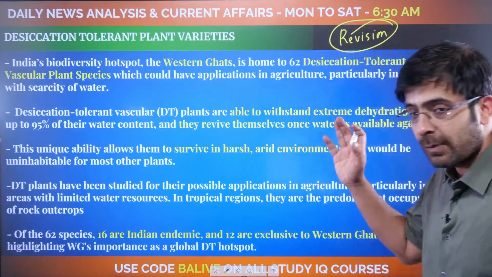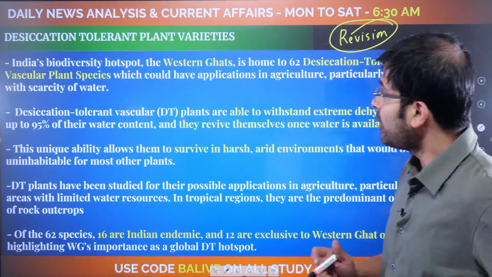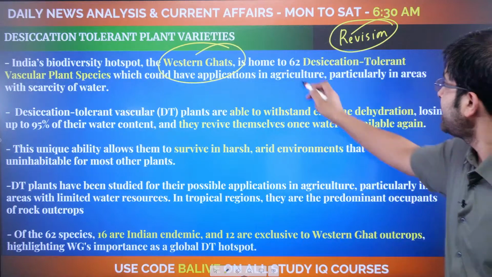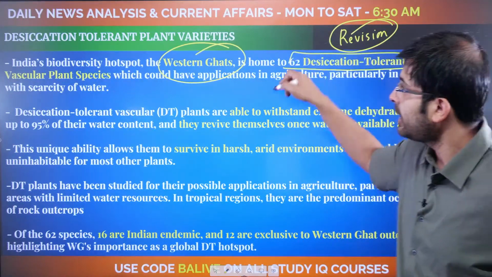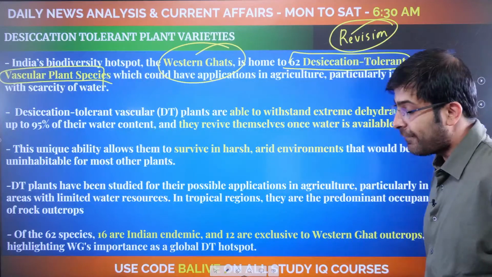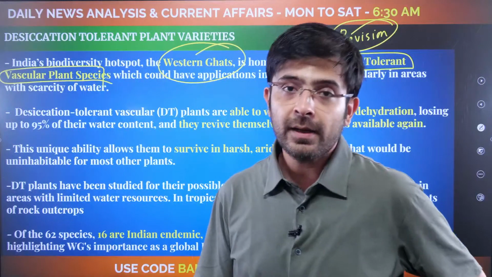Okay, because this was extensively covered by almost all newspapers. So, India's biodiversity hotspot, what you found was that in the Western Ghats, 62 desiccation tolerant vascular plant species were found. Okay, and found by whom? A particular institute from Pune, the Agharkar Institute.